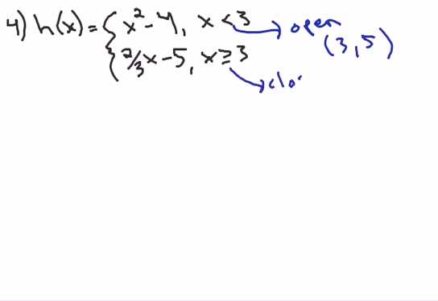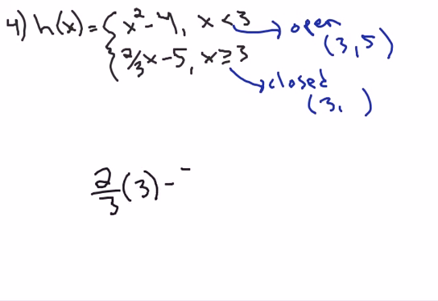And then I have a closed circle at 3. And if we plug in 3 here, 2/3 of 3, the 3's cancel, so I'm left with 2. And then minus 5 is negative 3. So in other words, let's do this real quick. 2/3 of 3 minus 5. These cancel, so I have 2 minus 5, which is negative 3. So let me just erase this real quick so we have room for our graph. So we have negative 3.